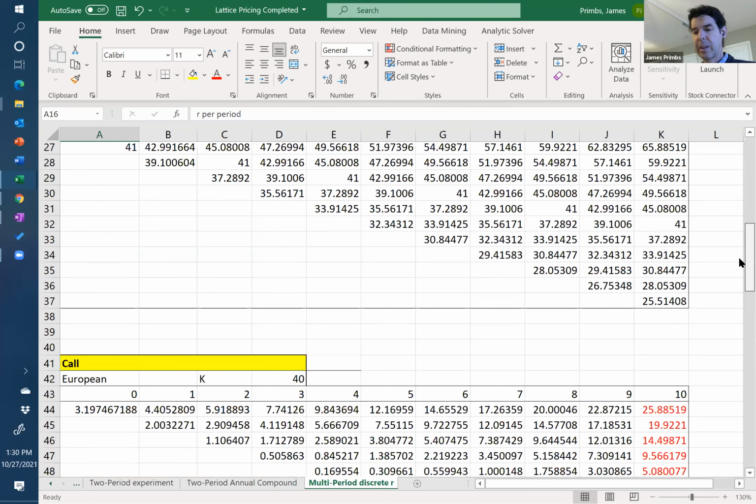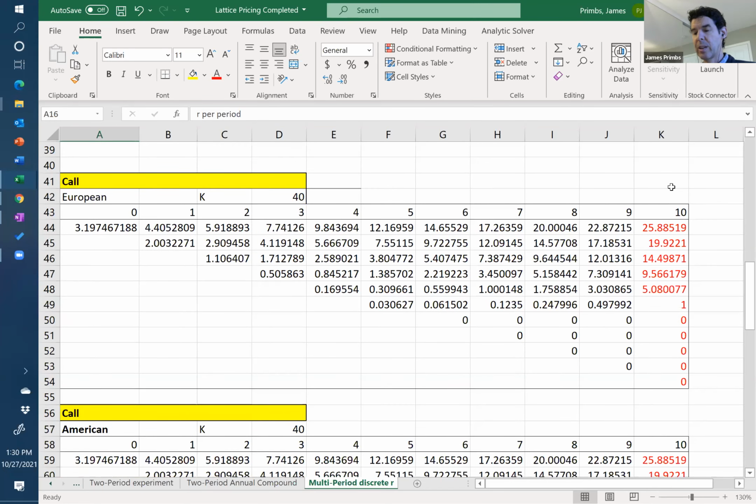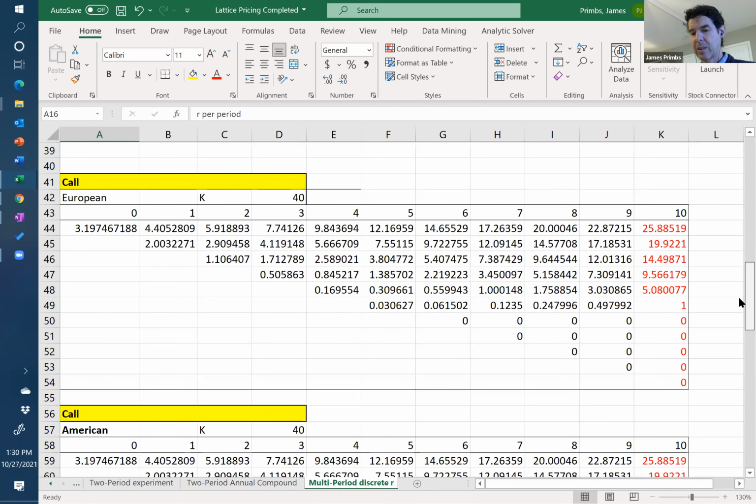And I've already done this, so I can price a call on this 10-period lattice. I start at expiration, just like our steps, put in the payoff of a call, and work our way backwards step by step through the lattice. Now, if you didn't have Excel, this would take you forever, but you do it with Excel and it's not too bad.